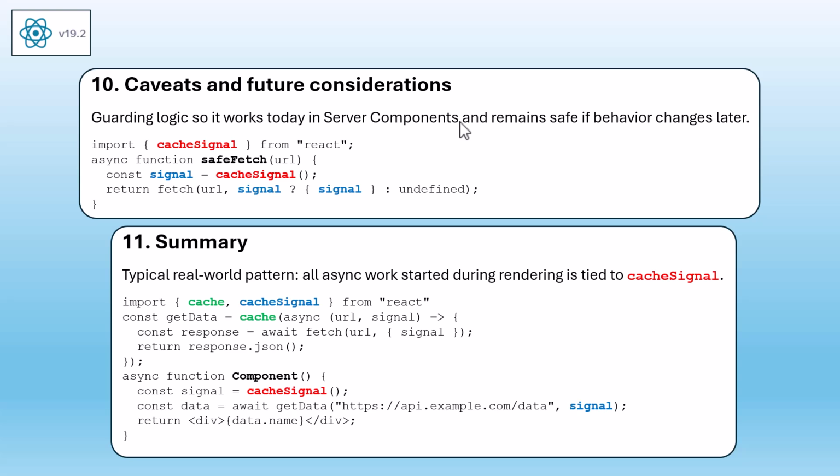11. Summary. To summarize, cacheSignal gives us visibility into when React's cached render is no longer valid. It allows us to cancel unnecessary work, handle cancellations gracefully, and align asynchronous operations with React's rendering lifecycle. When used correctly, it helps build more efficient, resilient server-rendered applications.